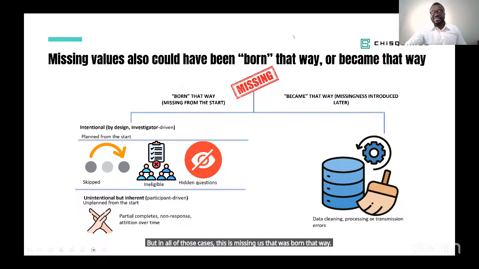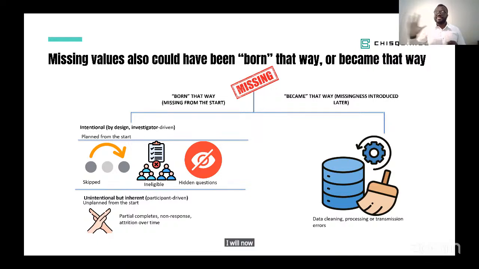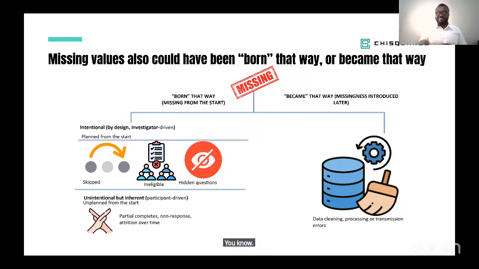But we can also have missingness that became that way. This arises when we're dealing with data cleaning. And we'll have to say, oh, wow, this individual has extreme values. Let's say 8888. We ask them their age, and they say their age is 1,000 years. What are we going to do with that? Do we set them as missing, or we receive indeterminate responses, right?